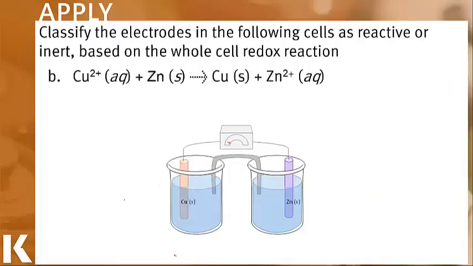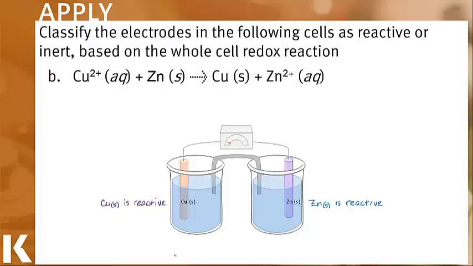In our second example, we're still classifying the electrodes as reactive or inert based on the whole cell redox reaction. When I look at this whole cell redox reaction, I see that copper and zinc are my reactants and products. Again, on the right, I do see zinc as my electrode. That means zinc is reactive since it is in the above equation. On the left side, we have copper as the electrode. Copper is also in the whole cell redox reaction. Therefore, copper is also reactive.